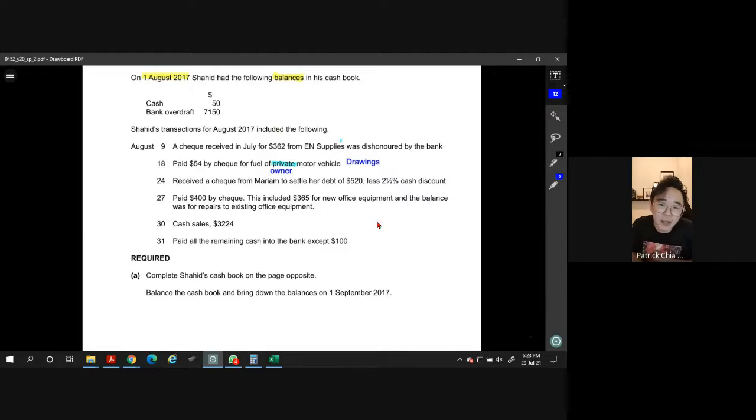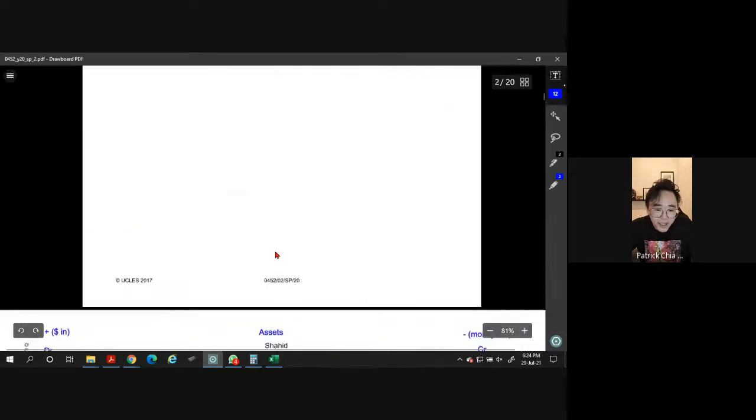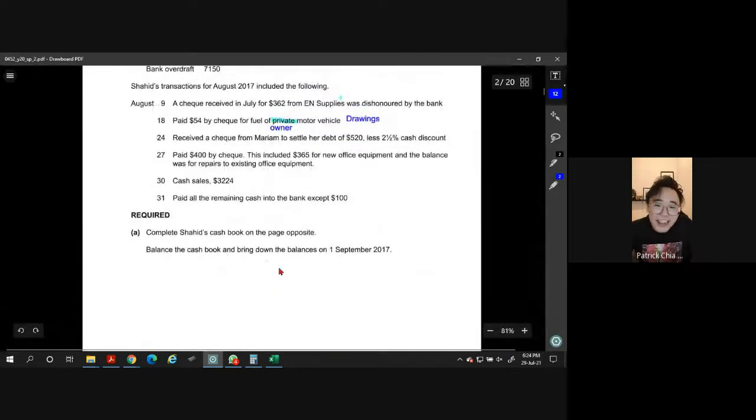Very simple, guys. Ask yourself, money in or money out? Actually, for a contra it's both. It's money in and also money out. So up to you, do you want to do money in first or money out first? Money in first, okay, fine. Money in, so on the left hand side. In where? Into bank or into cash? Which account will have more money now? Bank. Yes.